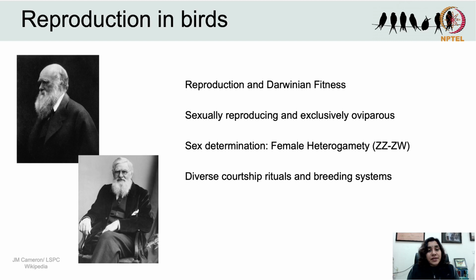Birds are sexually reproducing animals, and they are the only class of vertebrates that are exclusively oviparous, which means that they lay eggs and do not give birth to live young. Sex determination in birds is also different from some other vertebrates, such as us humans, who have an XX and XY system where male heterogamy occurs. In case of birds, however, female heterogamy occurs, wherein females are ZW and males are ZZ.